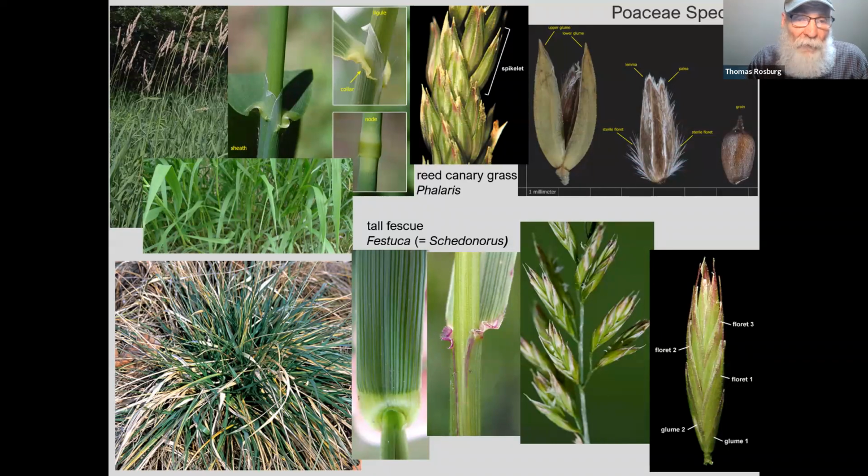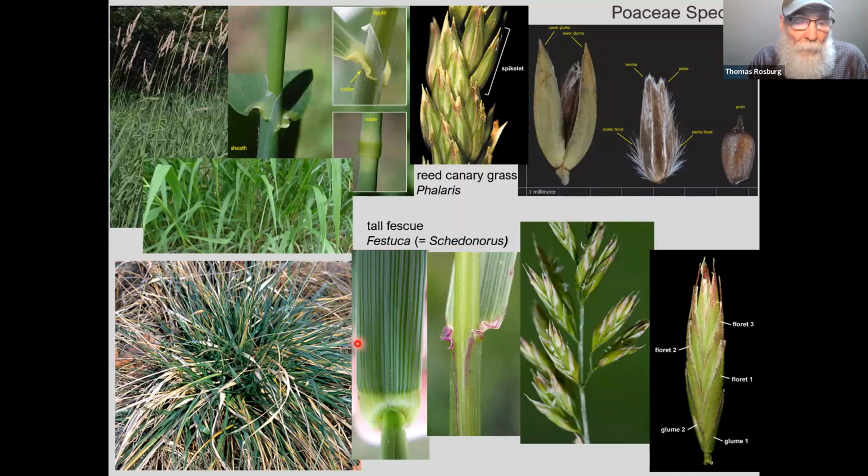Okay, last one is a pretty easy one once you see it enough and get used to it. Tall fescue, which was Festuca, is now Pseudonoris, that's the genus name. Pseudonoris phoenix is the name now. Used to be Festuca arundinaceae. But anyway, here's how it looks growing out in the field. Very, very dense tufts of clumps, dense clumps of tillers.